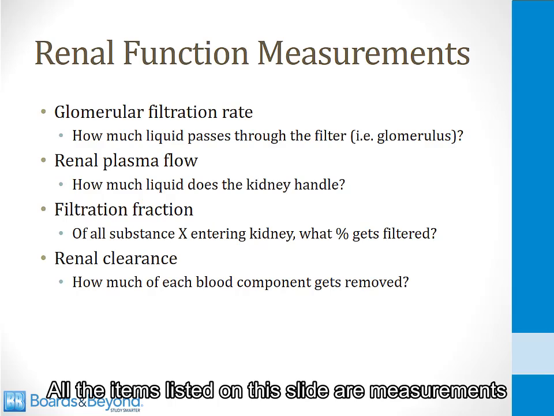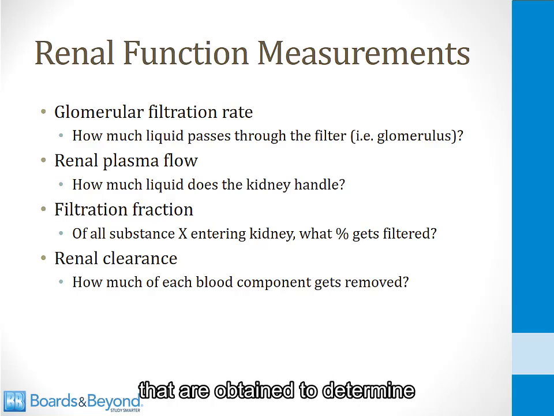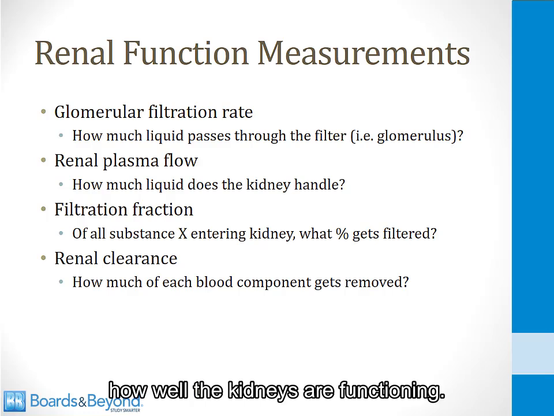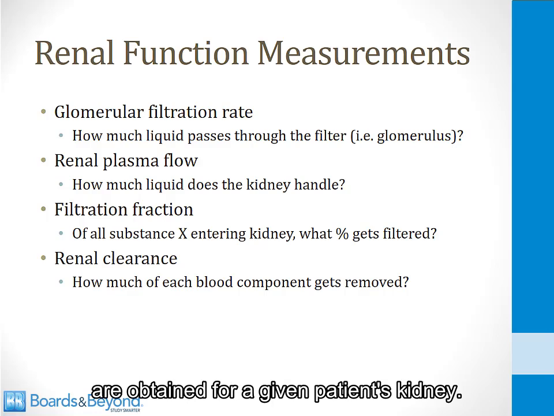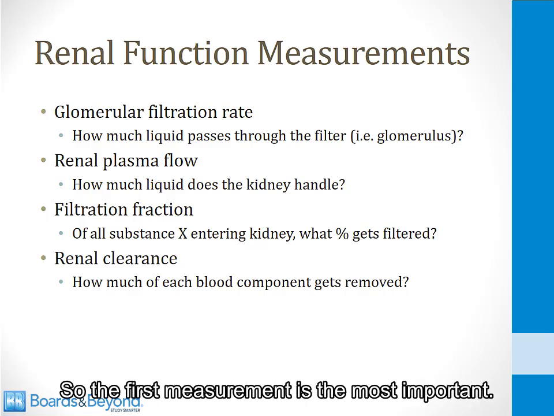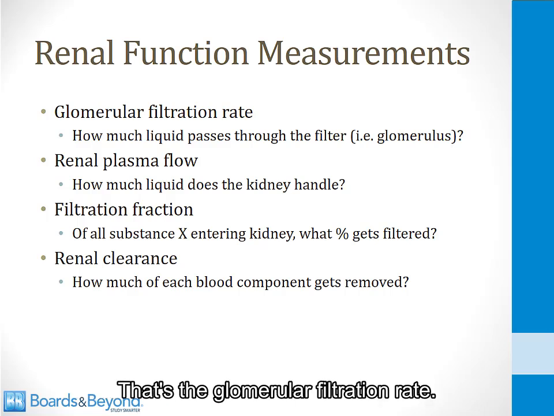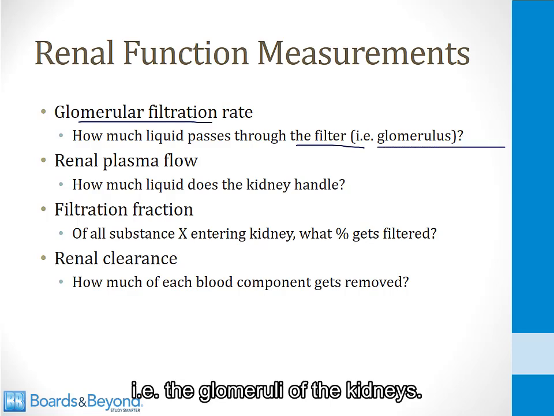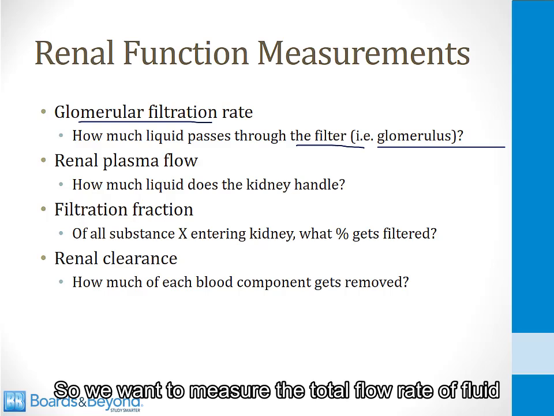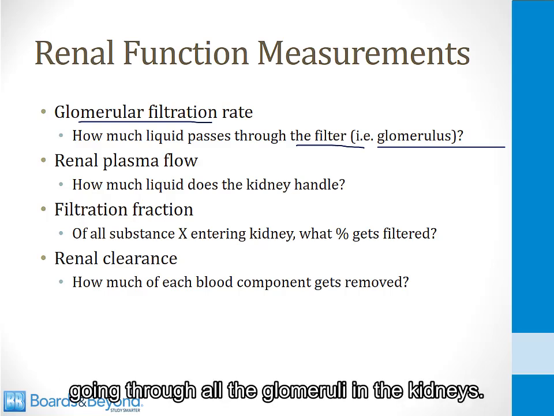All the items listed on this slide are measurements that are obtained to determine how well the kidneys are functioning, and we're going to talk about how all of these measurements are obtained for a given patient's kidneys. So the first measurement is the most important. That's the glomerular filtration rate. This is how much liquid passes through the filter, i.e. the glomeruli of the kidneys. So we want to measure the total flow rate of fluid going through all the glomeruli in the kidneys.